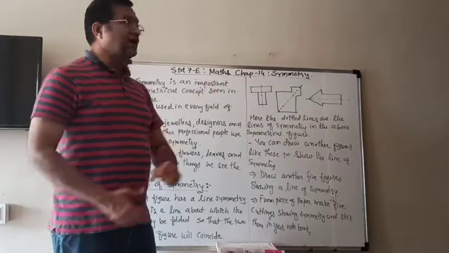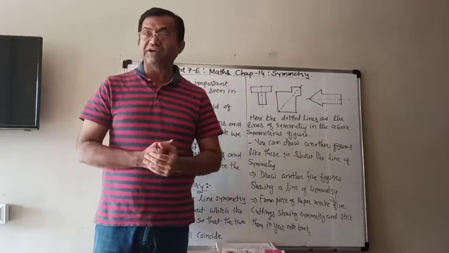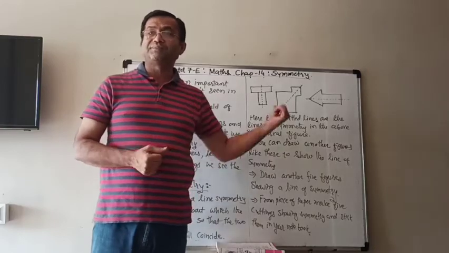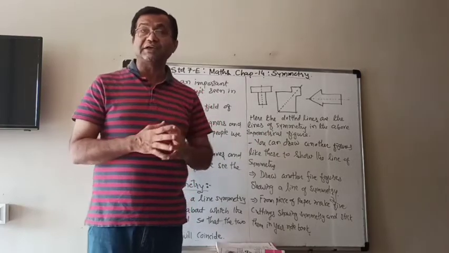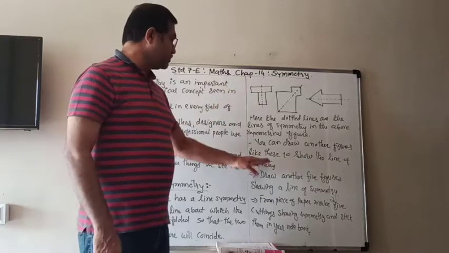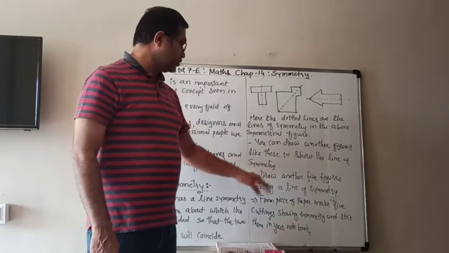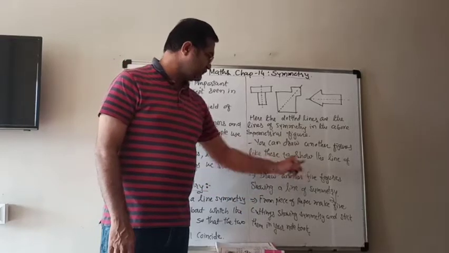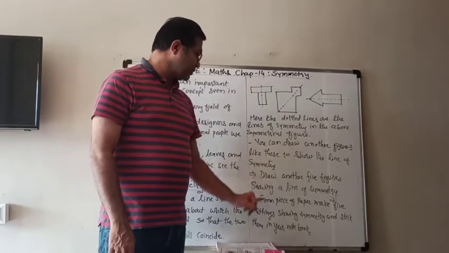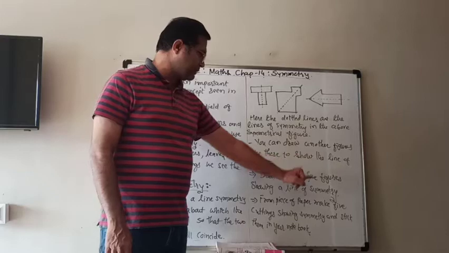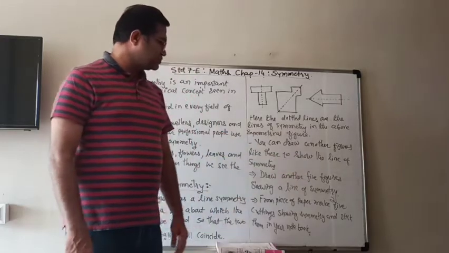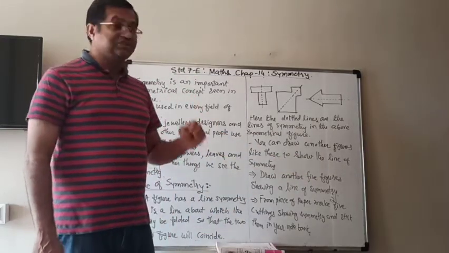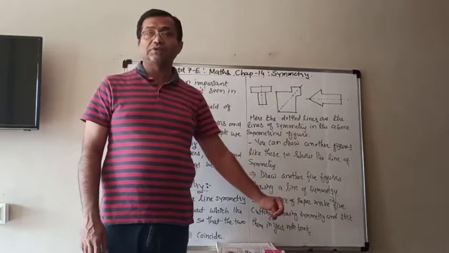Now you also have to draw other different symmetrical figures and draw them in your notebook. So I gave you homework also. You draw another 5 figures showing a line of symmetry, and from a piece of paper make 5 cuttings showing symmetry and stick them in your notebook.